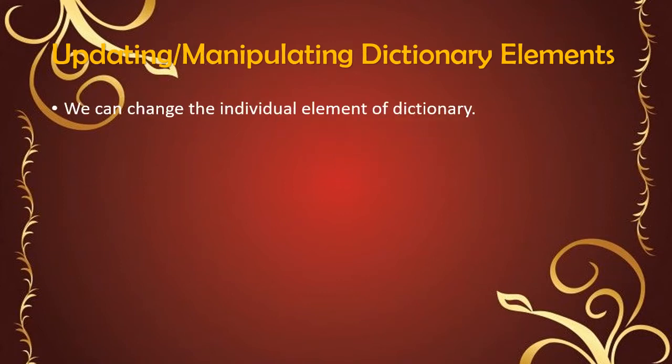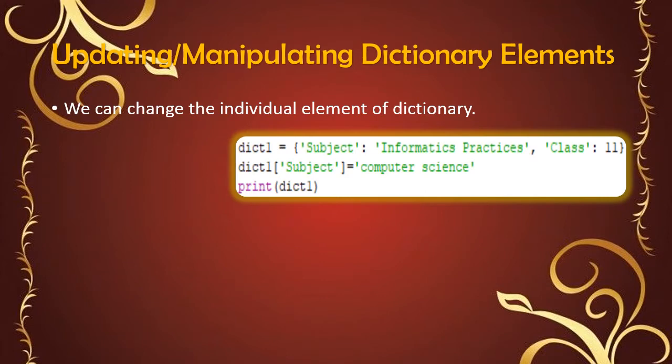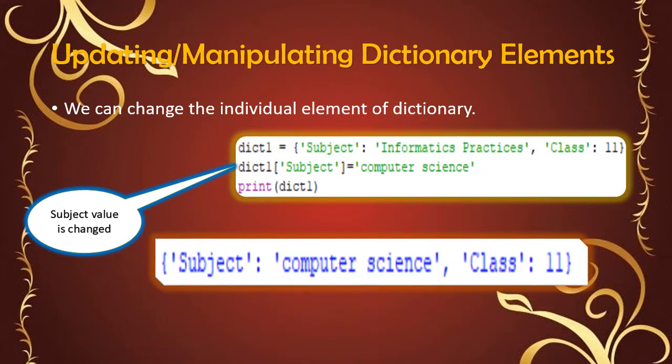A dictionary is mutable, so we can update the values in a dictionary. So the dictionary's subject value is going to change. The subject value informatics practices is changed into computer science: dictionary1 of subject equal to computer science. Now if you print, the value will be changed. Instead of informatics practices, the value computer science is updated.